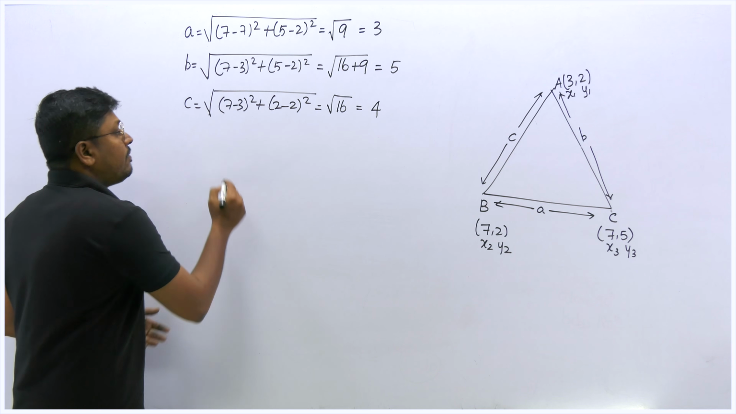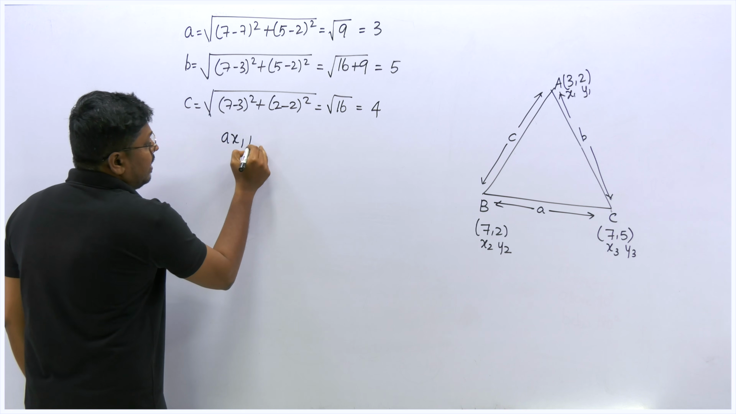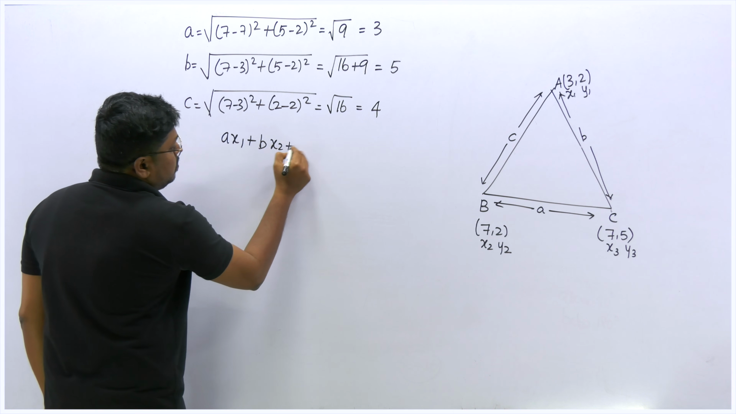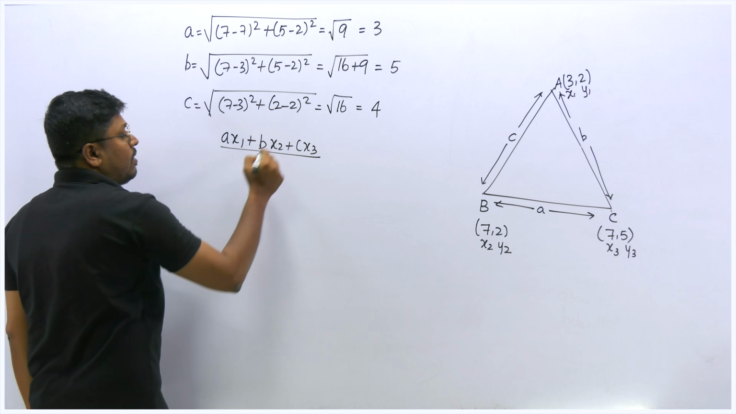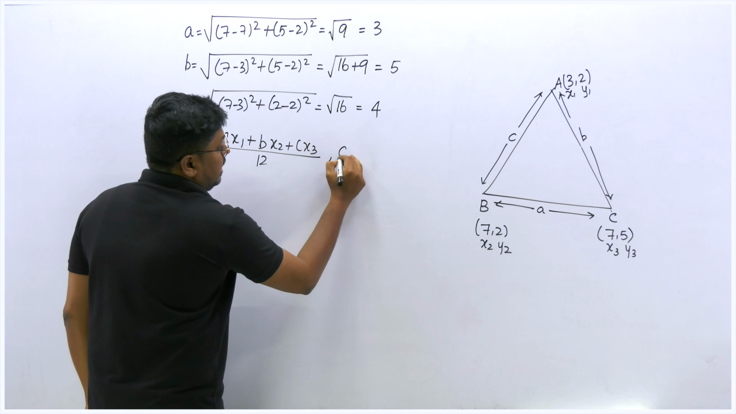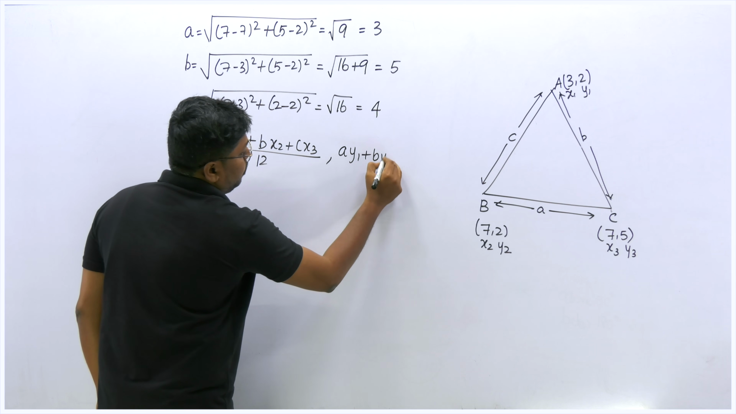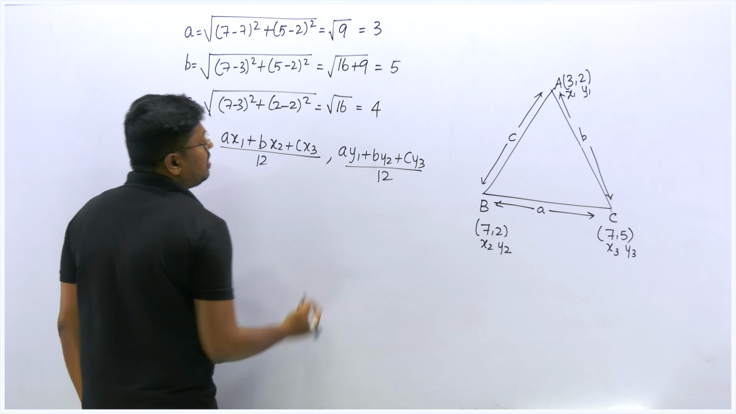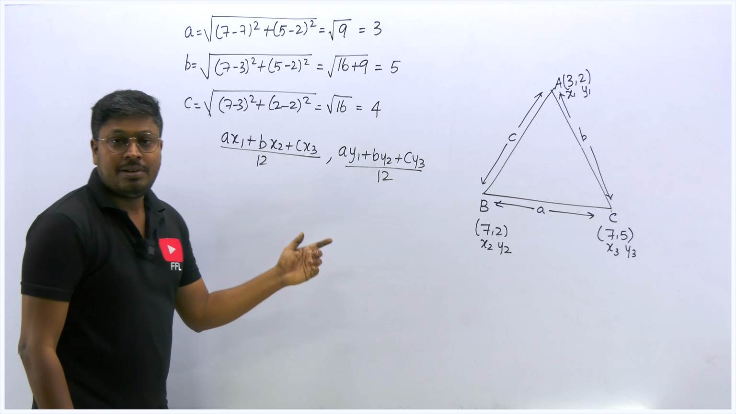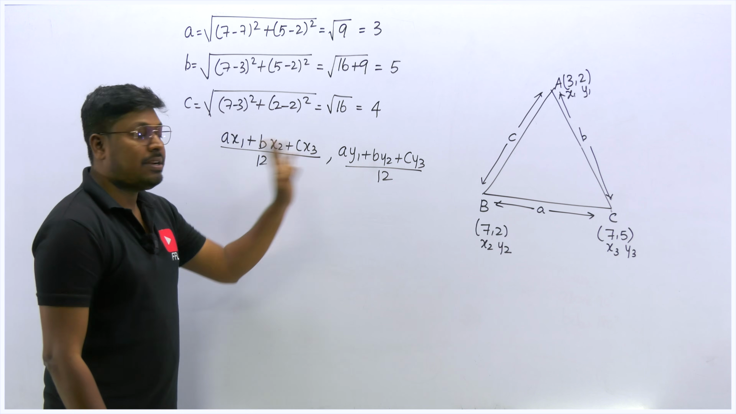Now we have to apply the formula. What is the formula that we learnt? (ax1 + bx2 + cx3) divided by (a + b + c). When you add all the values, that is 12. And (ay1 + by2 + cy3) divided by a + b + c, which is 12. We already know the a value and the x values. Just substitute here and find the answer.